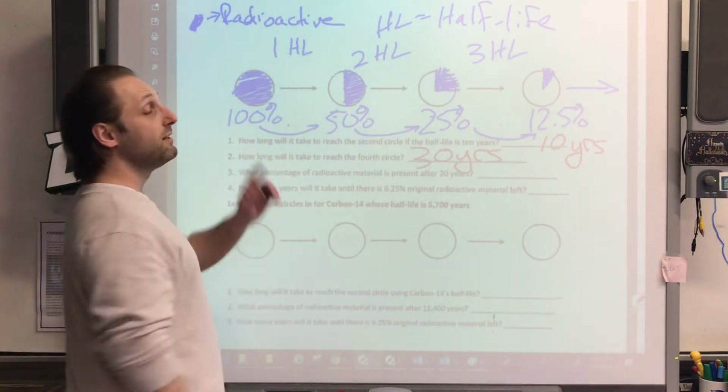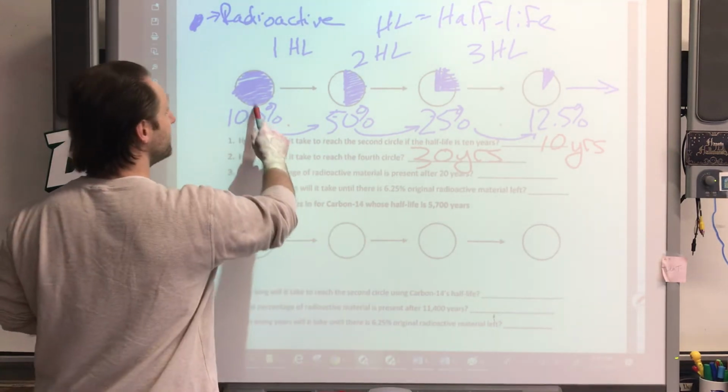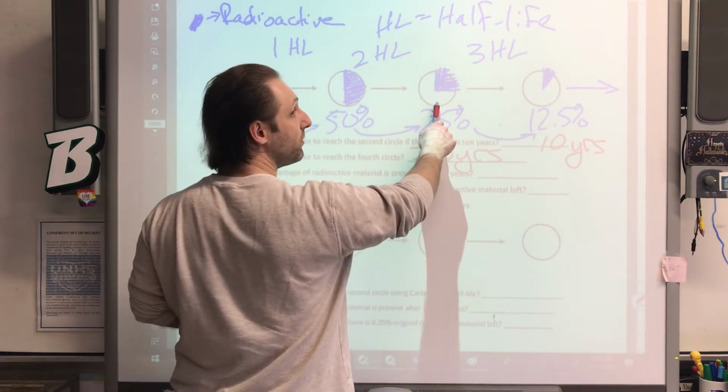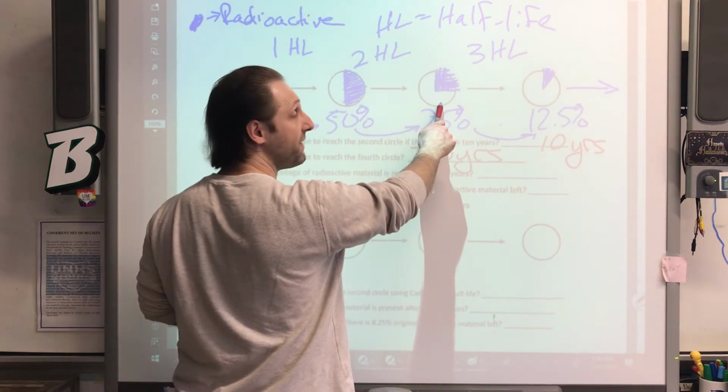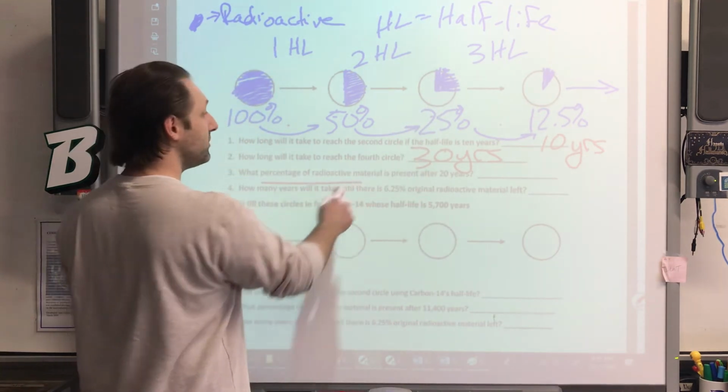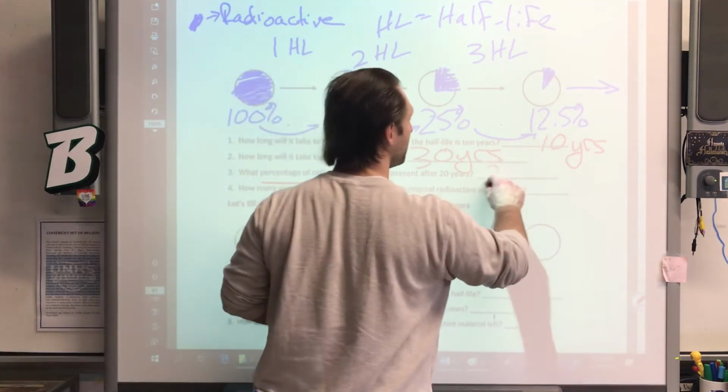Okay. What percentage of radioactive material is left after 20 years? So we've got 10 years per half-life, one half-life, 20 total years, which is another 10-year jump of half-life. We are to here, and we see we have 25% remaining.